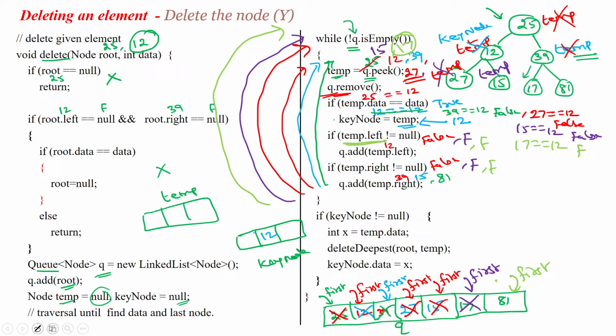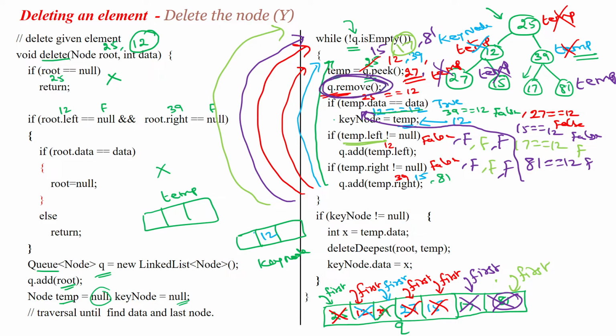Yes, Q is not empty, it is having the 81, so 81 is assigned to the temporary now. 81 is becoming the temporary. So 81 dot data equal to 12 is false, so this one is not executed. Then 81 dot left is also null, so false, not executing. 81 dot right also false, not executing. So 81 is also deleted in this step from the queue.